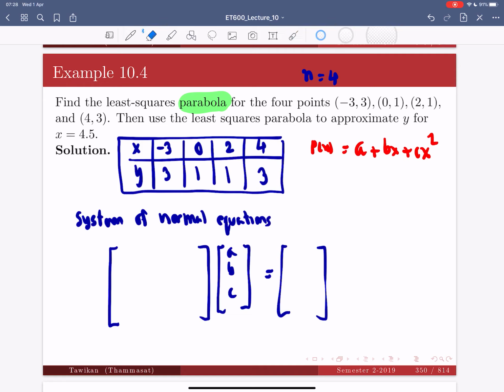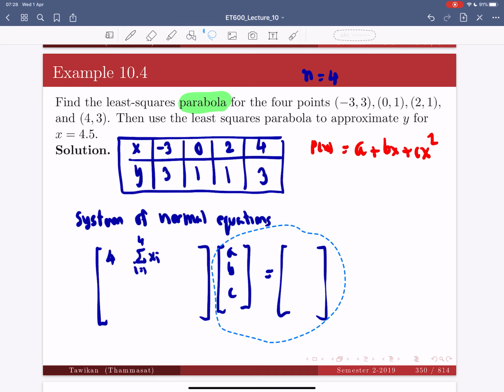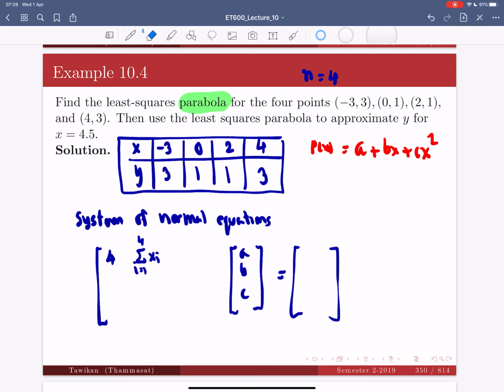So out of your coefficient matrix, I'm going to make it a little bit bigger. n goes there. In this case, n is 4 because there are 4 data points. The next spot is the summation of xi, i running from 1 to 4. I'm not sure if I have enough space, so let me move this a bit to the right and make my matrix a little bit bigger. And then the summation of xi squared, i running from 1 to 4. And then at that spot, it's going to be the summation of xi, i running from 1 to 4.